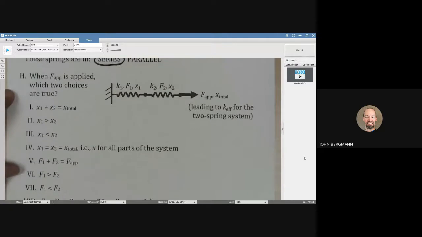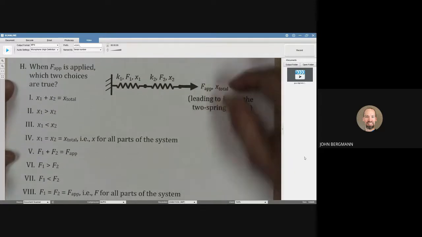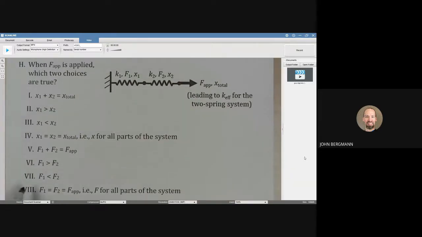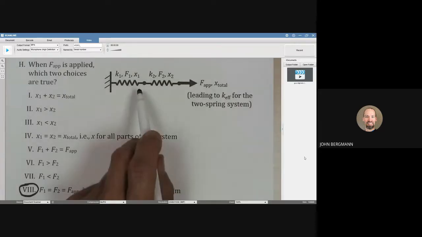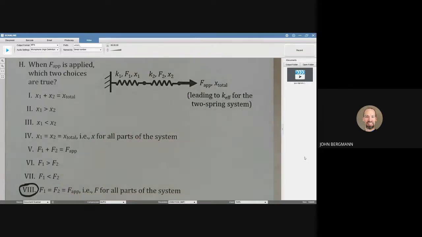I think when we pull with an applied force, isn't that applied force going to be the same throughout this? Which means I think down here, F1 is going to equal F2 is going to equal F applied. Spring 1 is going to stretch a bit, and so is spring 2. And so the total amount of stretch that we're going to measure, I think, is going to be that one right there.